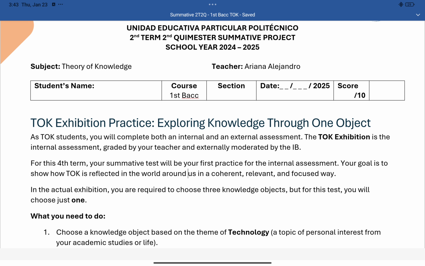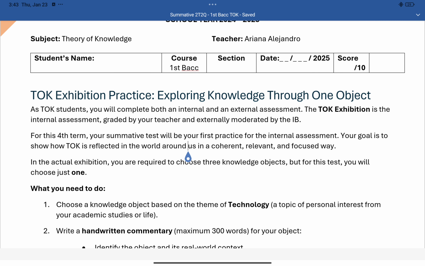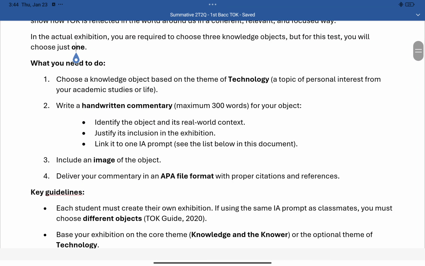In the internal assessment for TOK, you usually have to show how TOK is reflected in the real world in a very coherent, relevant, and focused way. For the real TOK exhibition, you have to choose and do this with 3 objects, but for this summative project, you only have to choose 1. Okay? What do you need to do?